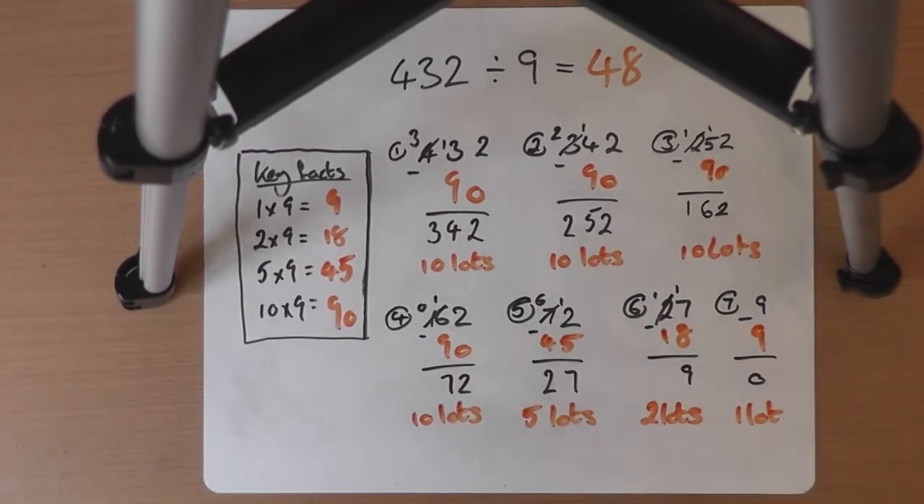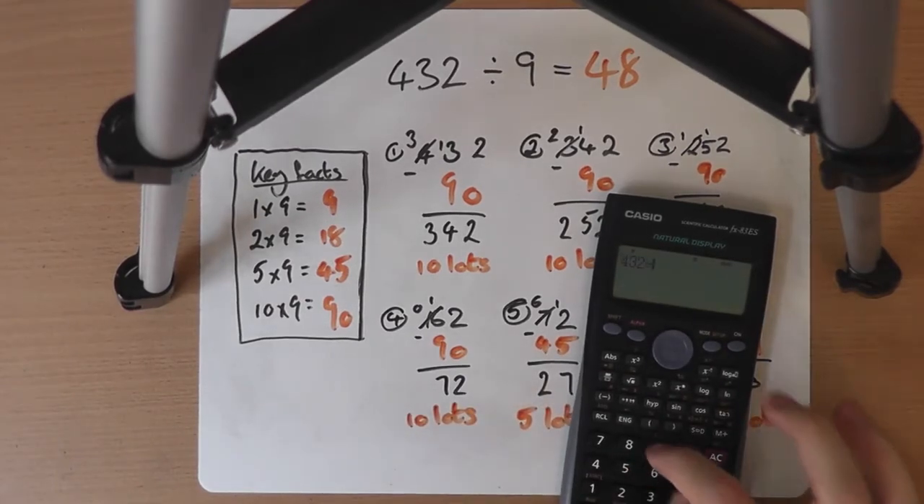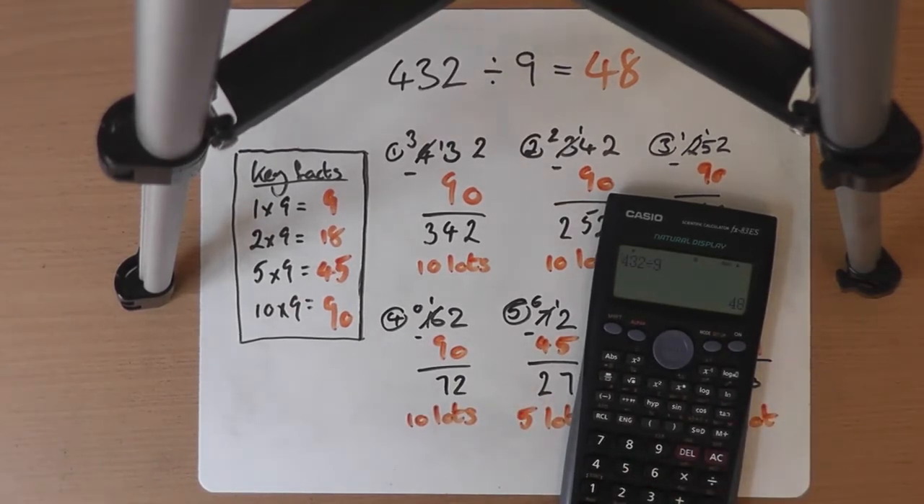If we didn't have a calculator, we could check it by doing 48 times 9 and working that out somehow, perhaps off to the side with our grid, with the diagonals in maybe. But on our calculator, 432 divided by 9 is in fact 48.